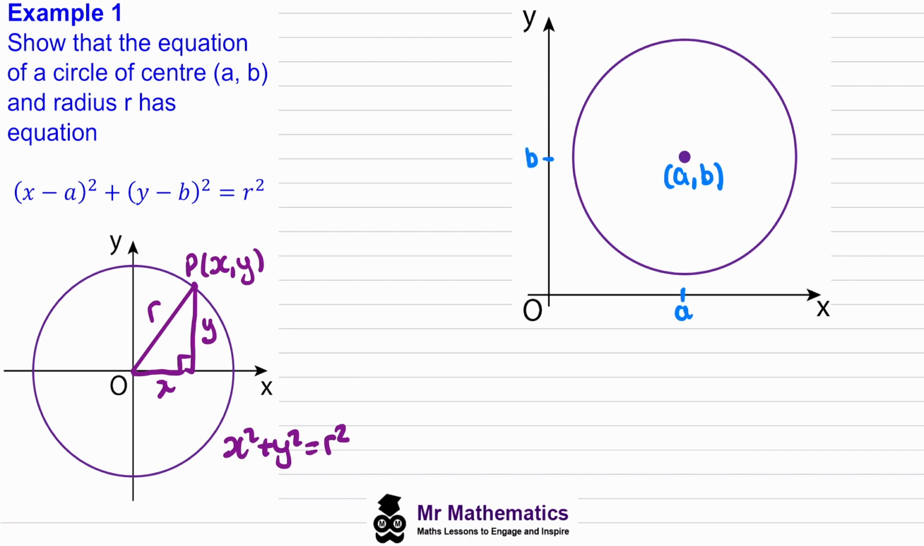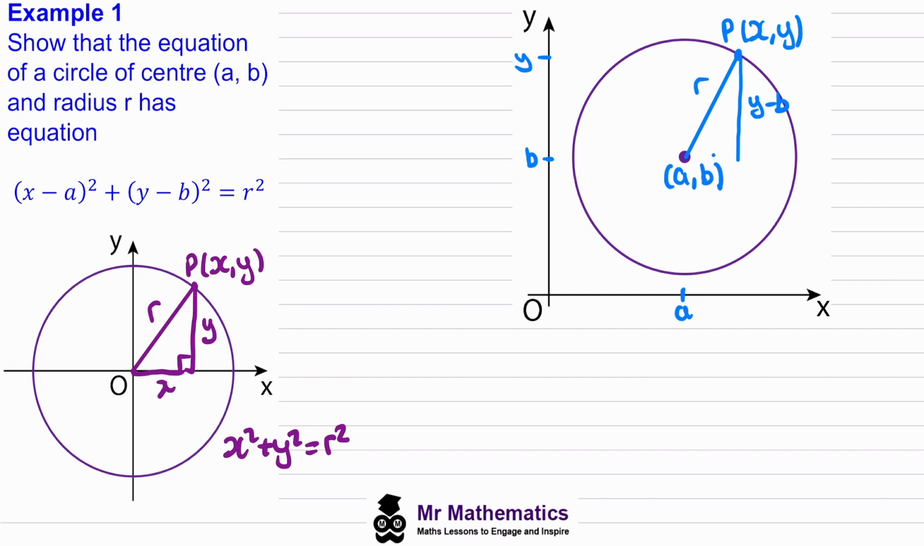We can apply exactly the same idea. So if we pick a point on the circumference, we'll call it point P. This will have an x and a y value. The distance from the center to the circumference, we know is a radius. And the height of our triangle will be the y value, which is this length, minus this length, minus the b value. So this will be y minus b.